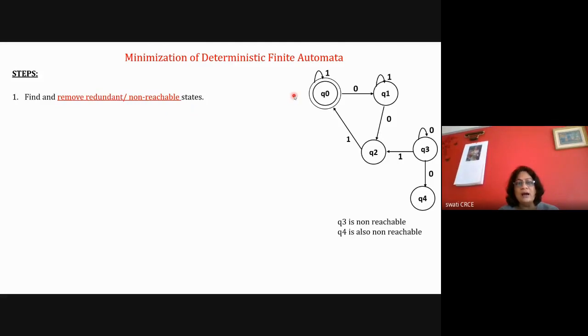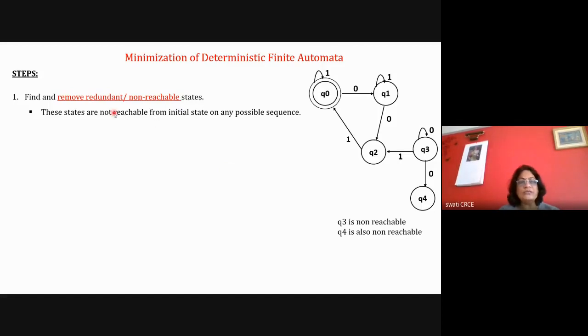So in our topic of minimization of DFA, I want to minimize the number of states, and my first step is to remove the non-reachable states. I want to check whether there is any non-reachable state from the initial state. So how do we identify that? We will use the mathematical model. Here, by looking at the diagram, I can say Q3 and Q4 are non-reachable. But we are going to follow a proper method to find that.